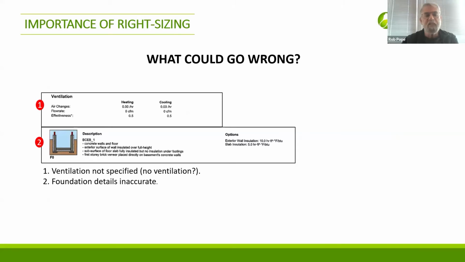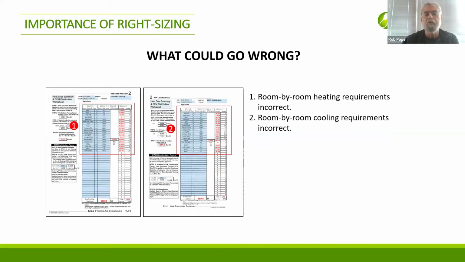Ventilation, for example, wasn't specified. We don't know what the air changes are. In the output, in the document that was provided by the load calculation provider, in this case, there was no ventilation factored into the calculations. The foundation details were inaccurate. The room by room heating requirements were incorrect. So were the room by room cooling requirements.